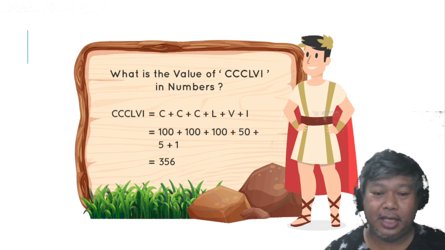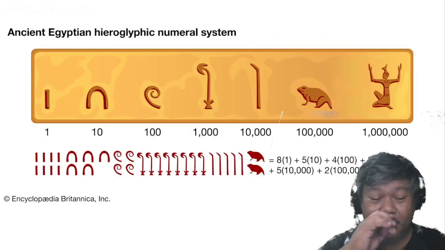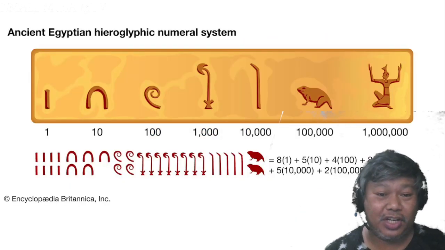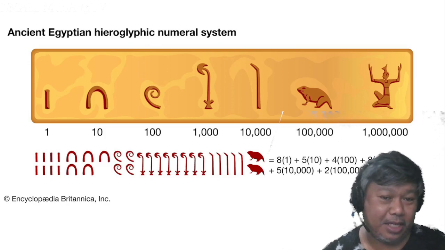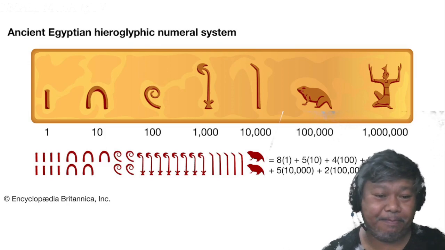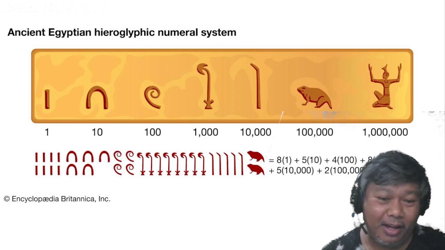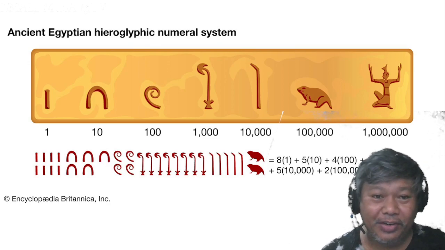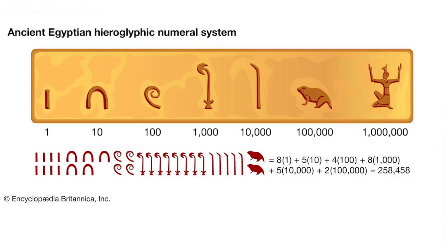Okay. So these are examples of the ancient Egyptian hieroglyphic numeral system. Okay, so you have there 1, 10, 100. Yes, that's 1,000. Okay, this one is 10,000. That's 100,000. So this is 1,000,000. See?